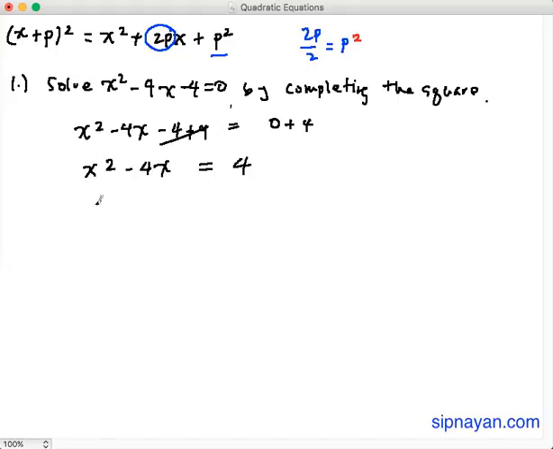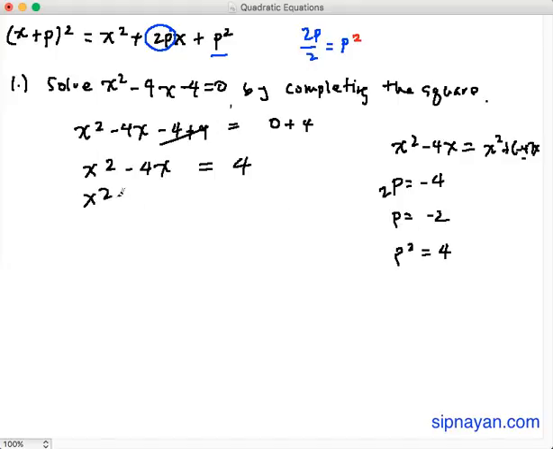Next, anong value ng p natin dito? Again, x squared minus 4x is the same as x squared plus negative 4x. So, ang p natin dito ay negative 4. No? And, ang 2p pala natin ay negative 4. So, ang p natin ay negative 2. At ang p squared natin ay positive 4. So, ang p squared natin, x squared minus 4x plus p squared. Remember? Ang p squared natin ay 4.